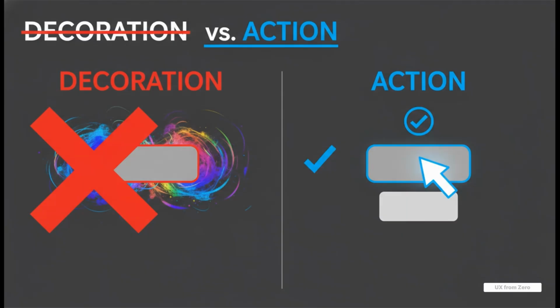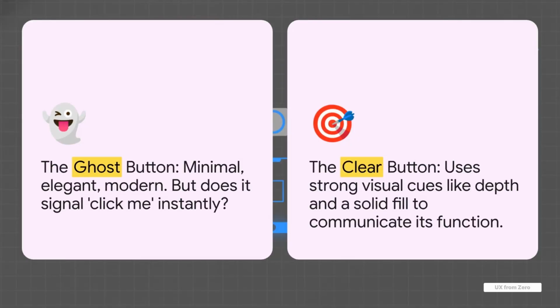So let's get this out of the way right now. Affordance is not decoration. A lot of designers fall into this trap thinking, oh, I'll just add a drop shadow, or let's make this animate a bit. But that's just window dressing if it doesn't actually communicate what the thing does. A perfect example of this is the infamous ghost button. You know the ones I'm talking about. Super minimal, just a thin little outline. They look clean, they look modern for sure, but when you put them up against a good old-fashioned solid button, they just don't communicate click me nearly as well.